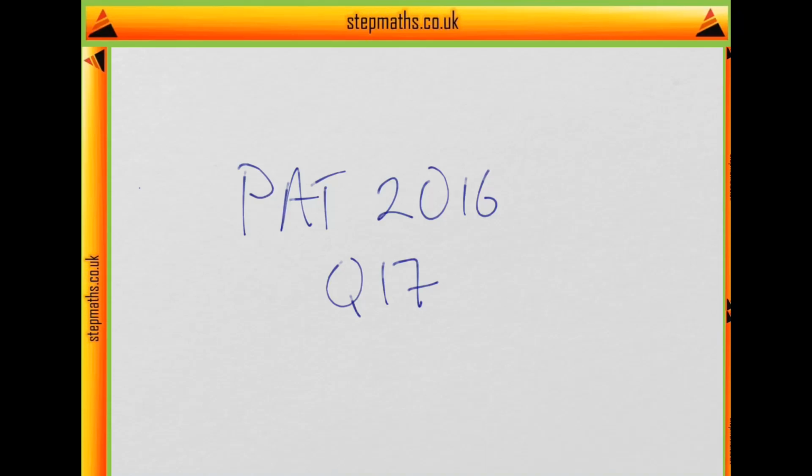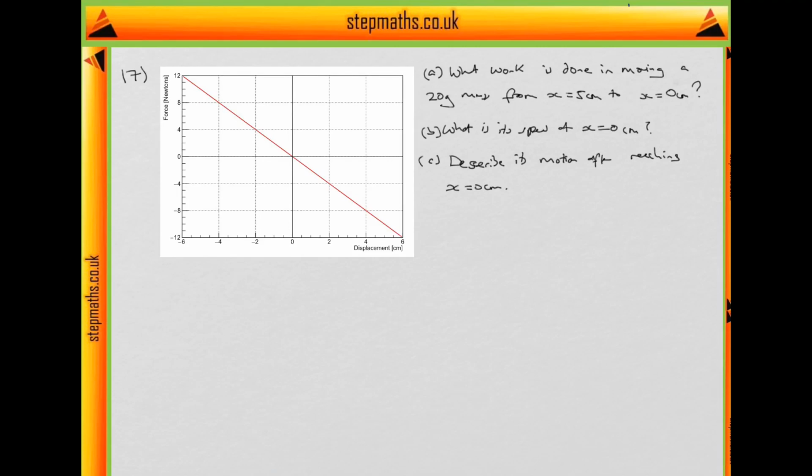Hi. So I'm going to go through the PAT paper from 2016 looking at question 17. Question 17 gives us a force versus displacement graph and asks us to find in part A the work done in moving an object of mass 20 grams that is placed at rest at x equals 5 centimetres to move to x equals 0 centimetres.